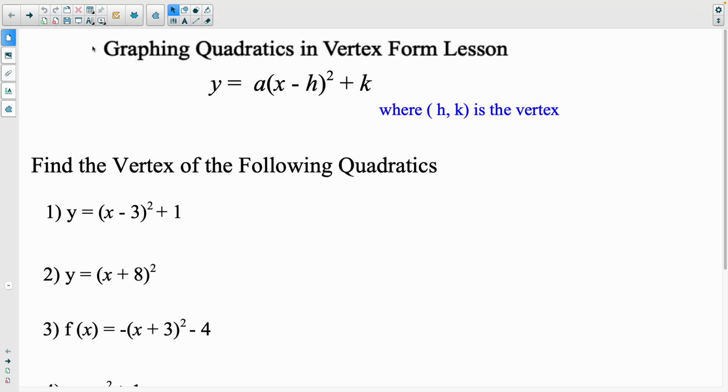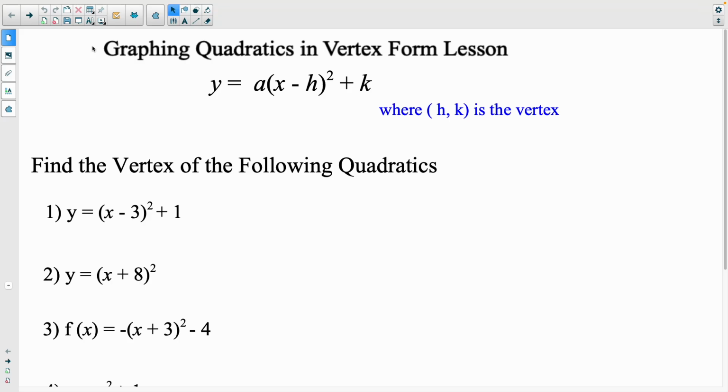It's going to look like these. So this is the formula for vertex form, and it's called vertex form because you can take the vertex directly out of it. You don't have to do any work to get it. Okay, so the vertex is whatever this number is, and whatever this number is. So this is the x-coordinate of the vertex, and this is the y-coordinate of the vertex.